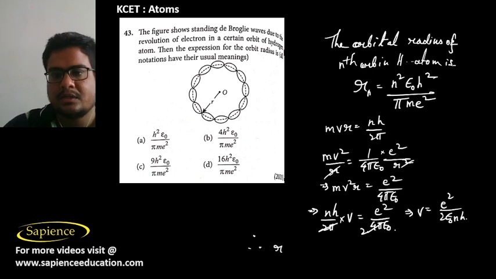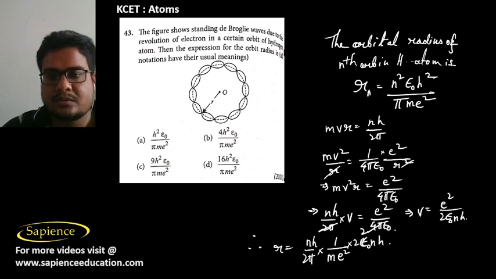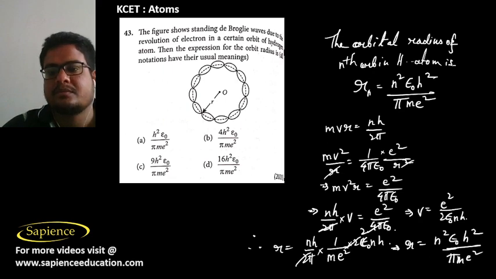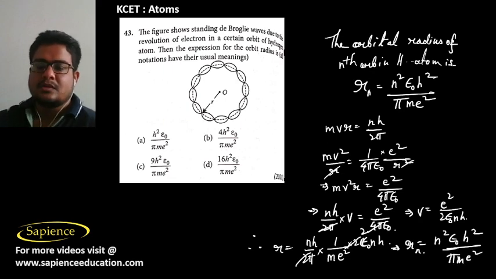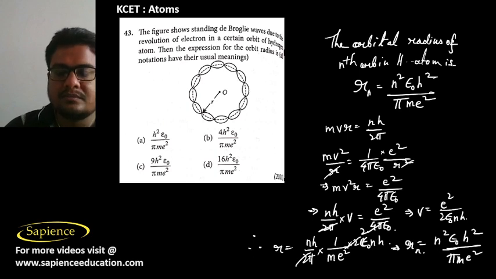Therefore r will be equal to nh by 2 pi into 1 by m into v. V is e square by 2 epsilon naught nh. So 2 will cancel. So therefore from here we get r is equal to n square epsilon naught h square by pi m e square. It is the radius of the nth orbit of a hydrogen atom.